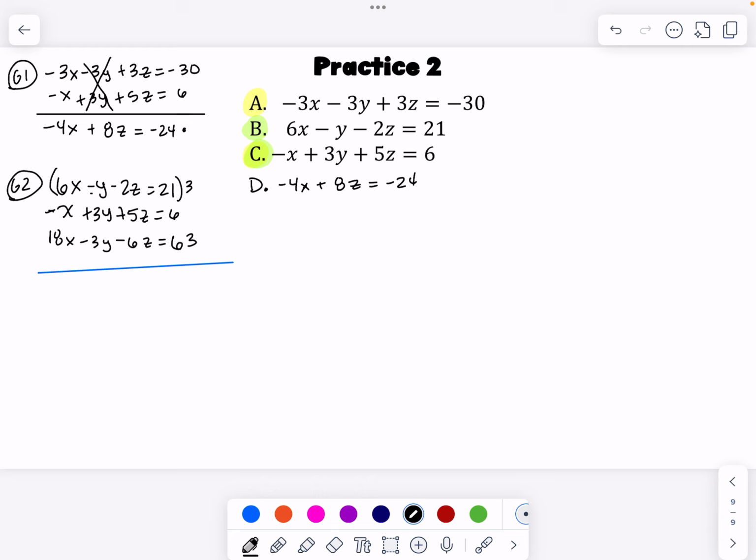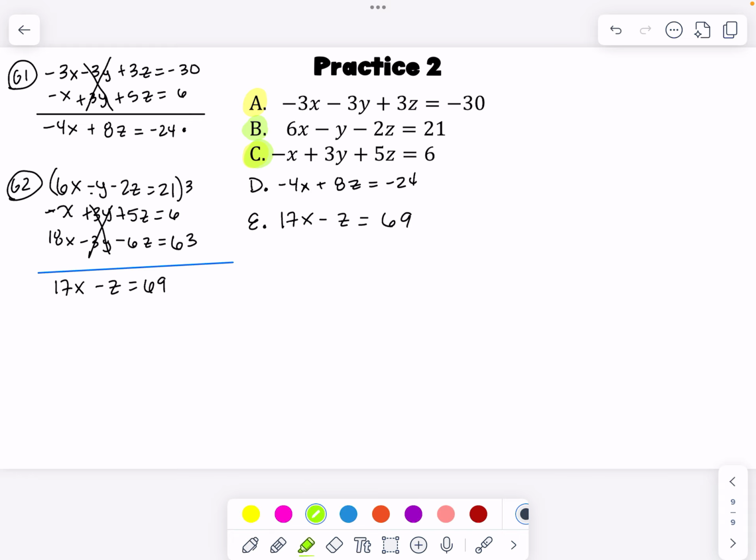I'm going to go ahead and combine these two. So 18 minus 1 gives me 17x. Once again, my y's cancel. Minus z is equal to 63 and 6 is 69. So I'm going to come over here and write that underneath E. That is my next equation.